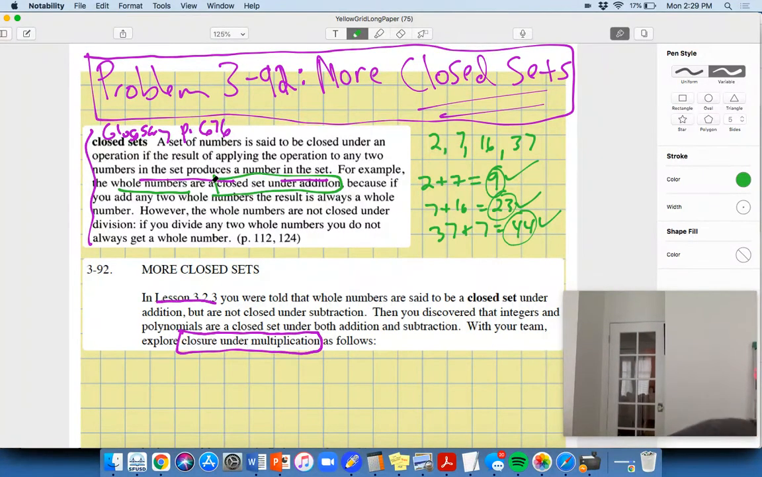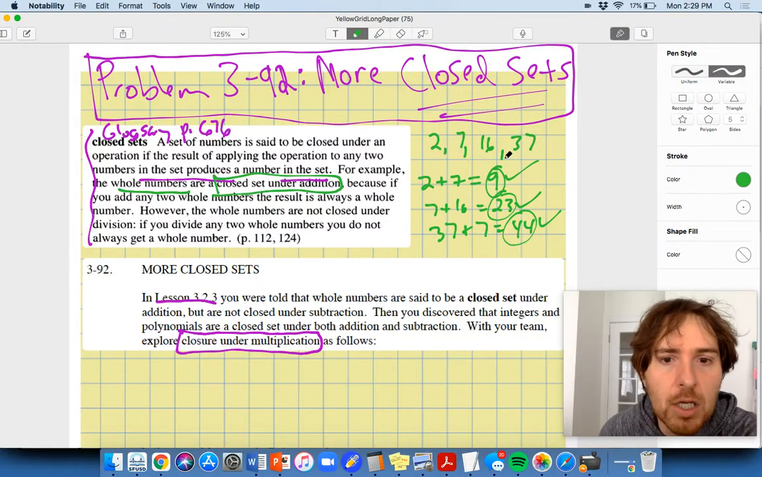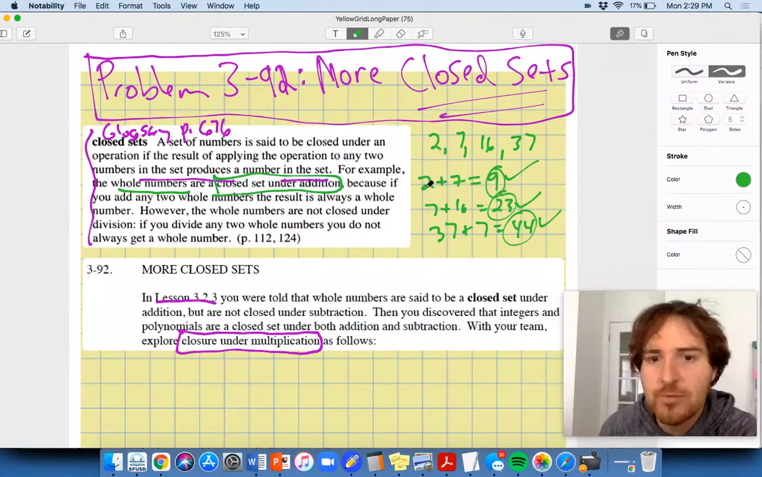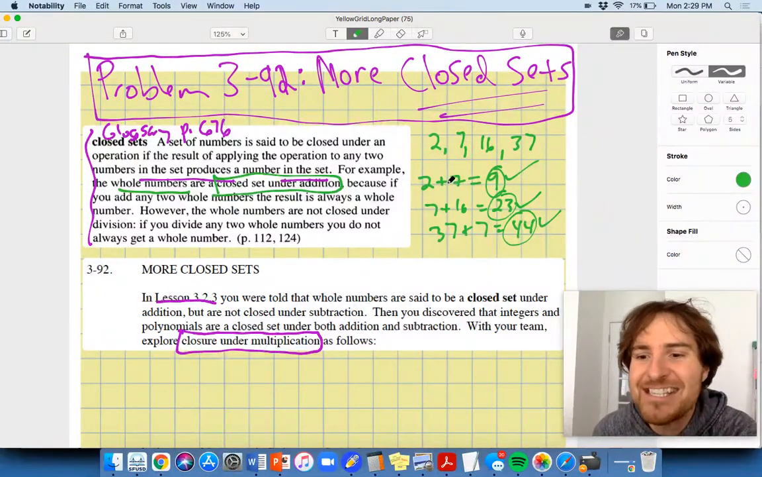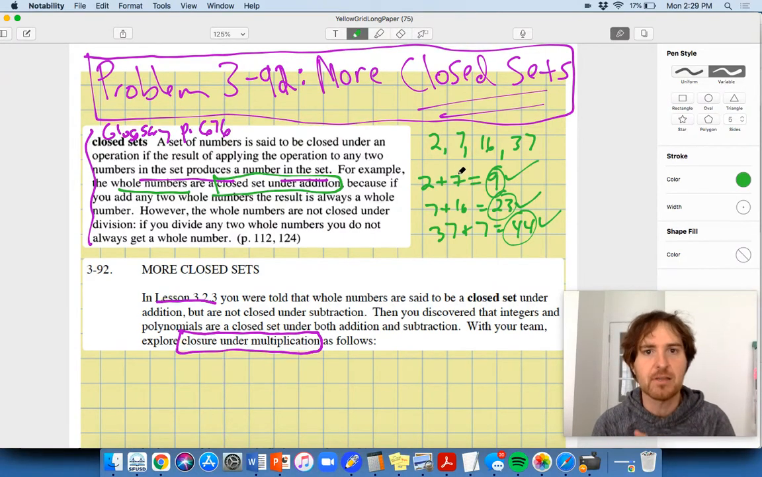Okay, whole numbers are also closed under subtraction. Okay, under subtraction here, because think about it. 2 minus, actually no, whole numbers are not closed under subtraction. 2 minus 7 is -5. What's the problem with that? -5 is not a whole number. To be a whole number, you need to be something like 0, 1, 2, 3. You've got to be positive and you need to be whole.